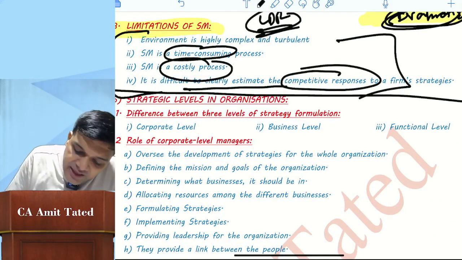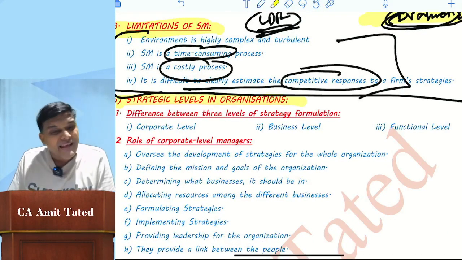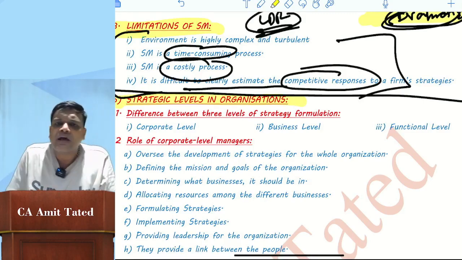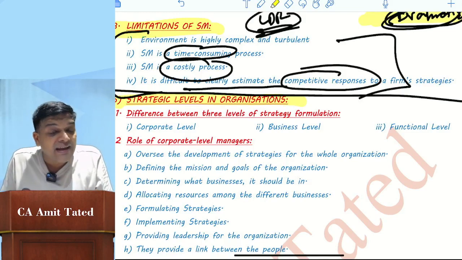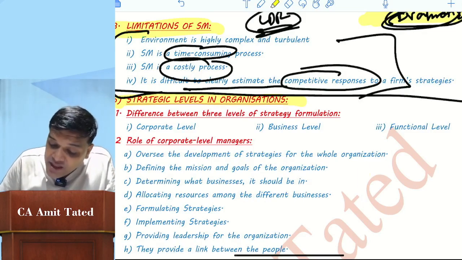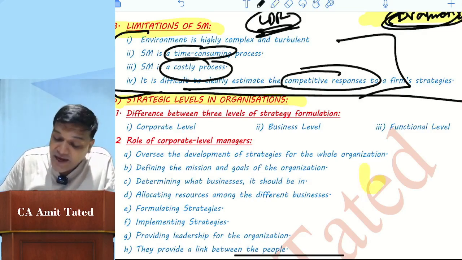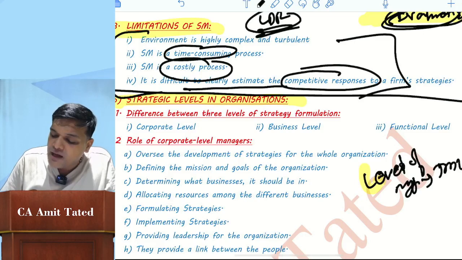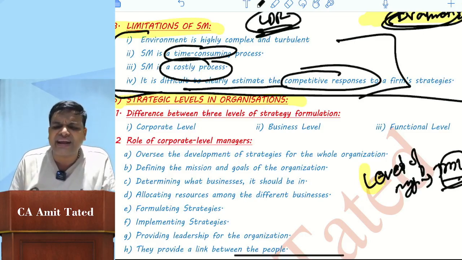Once that is done, after that the concept that comes is strategic levels in organization. Please make sure you understand clearly. Strategic level in organization, don't get confused. Remember, if I ask you the level of management in organization, your answer will be top, middle, lower. Perfect, correct.